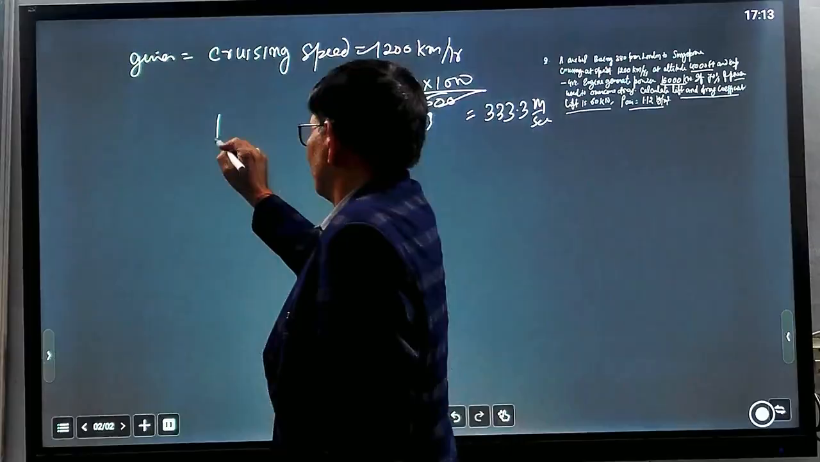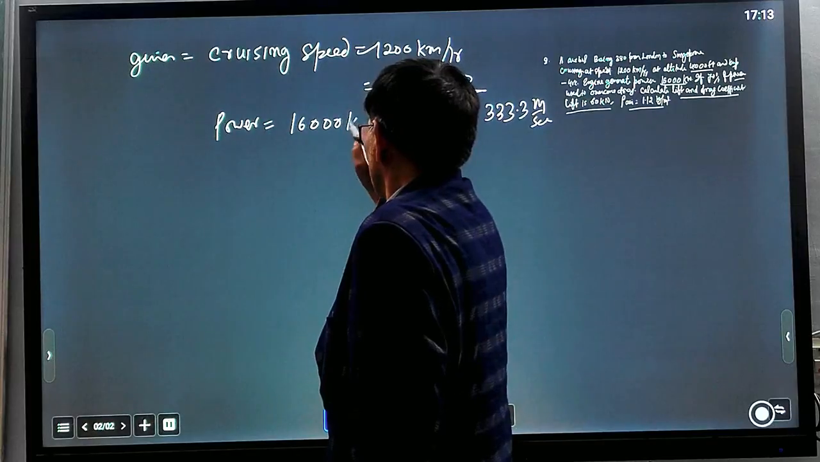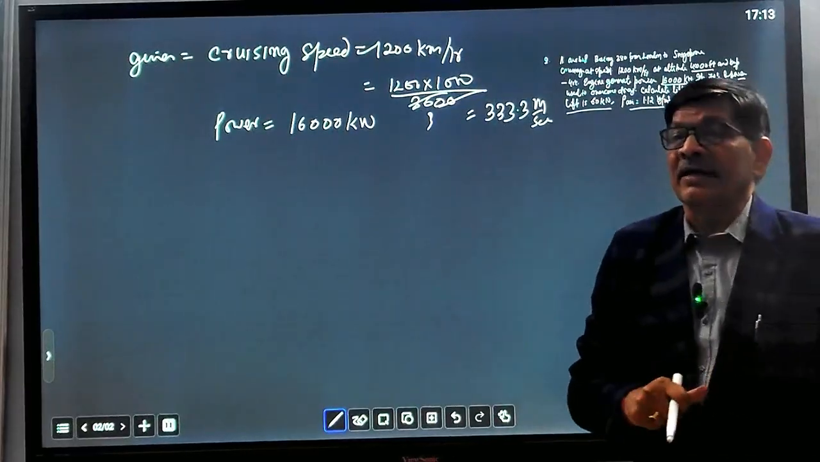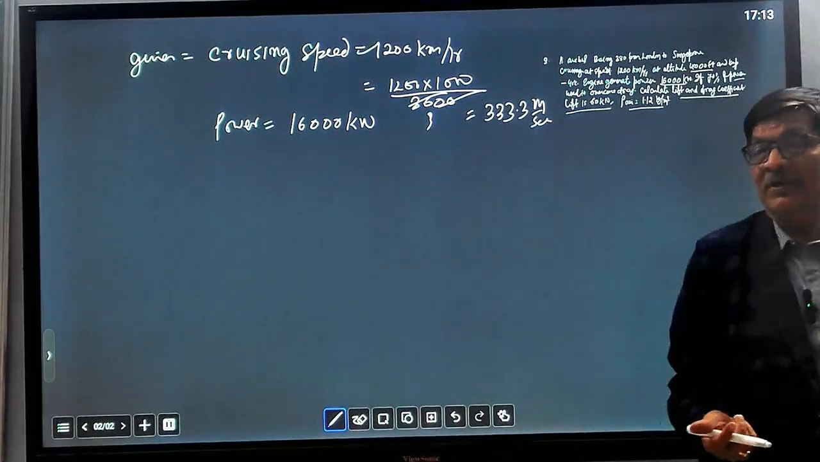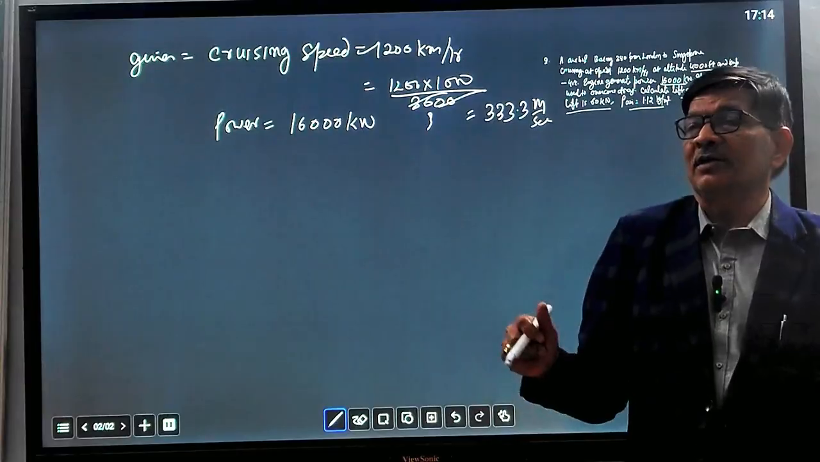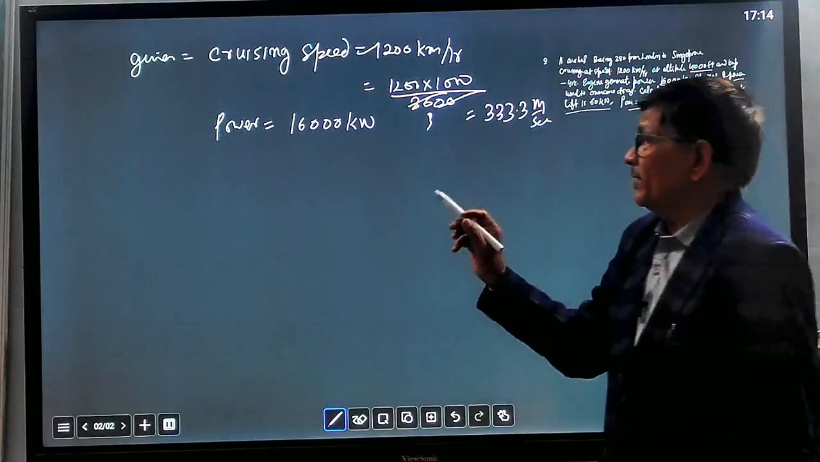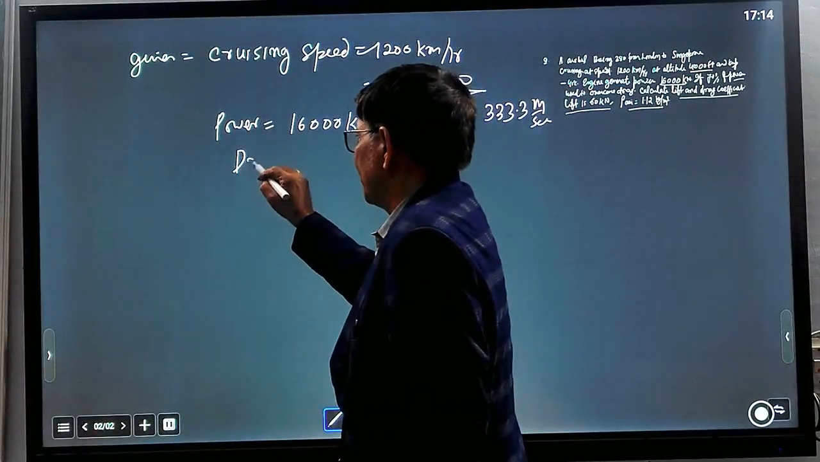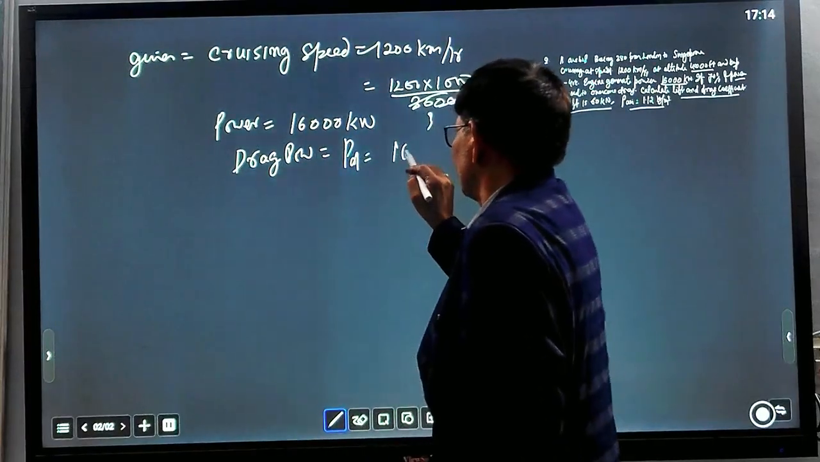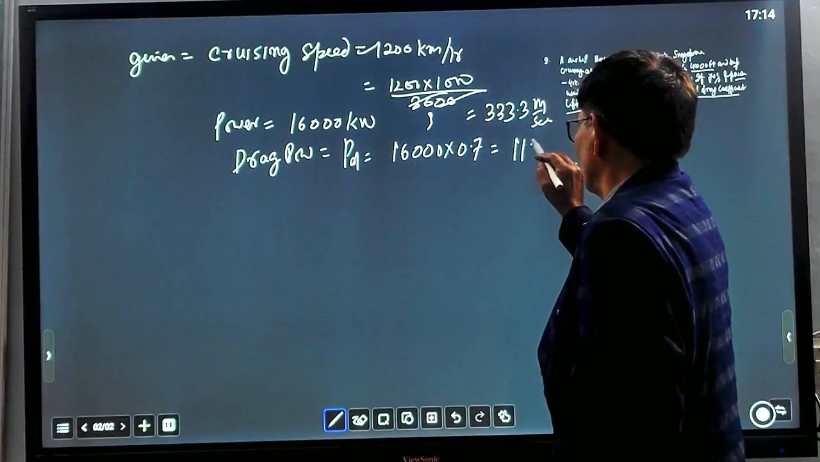And power is given. The total power generated by the engine is 16,000 kilowatt. Out of this power, 70% is used for overcoming the drag, and the rest of the power is used for other purposes, for example controlling mechanism, hydraulic mechanism, braking mechanism, communication, all electronic equipment in the cockpit, and air conditioning. So 70% drag power is required. You have to calculate the drag power. Drag power PD equals 16,000 into 0.7.